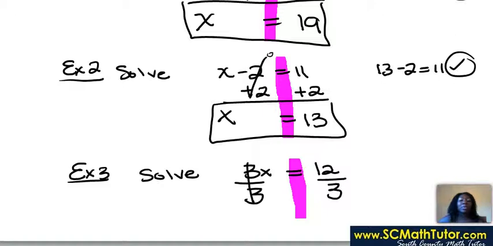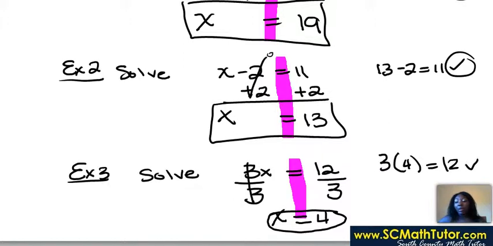1 times x is x. So when you have 3 divided by 3, you just have an identity. 1 times x is x equals 4. X is equal to 4. You can check your answer. 3 times 4 is 12, so you are correct. Okay, let's go ahead and move on.